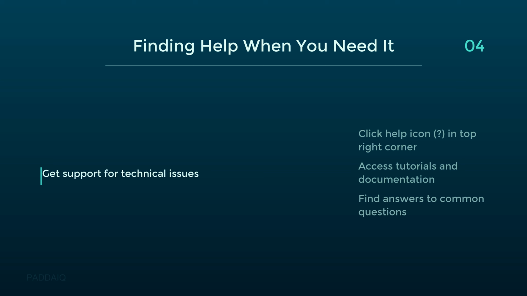Get support for technical issues. This means accessing official help channels to resolve problems you encounter while using SAP BTP. For instance, if you cannot deploy an application, you would open a support ticket with SAP. Utilizing this support ensures your technical challenges are addressed efficiently.